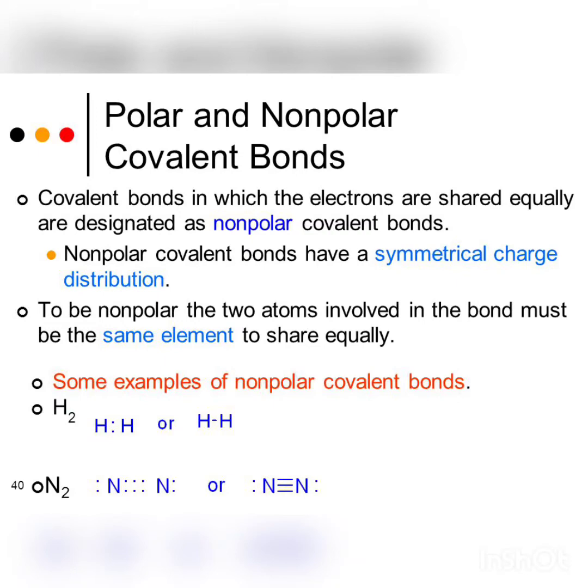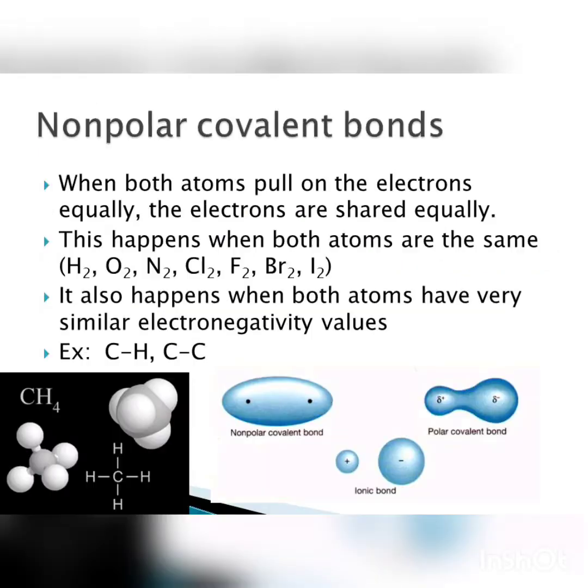To be a non-polar bond, the two atoms involved in the bond must be of the same element to share equally. Some examples of non-polar bond are hydrogen or nitrogen. In non-polar covalent bonds, both the atoms pull the electrons equally, so the electrons are shared equally.